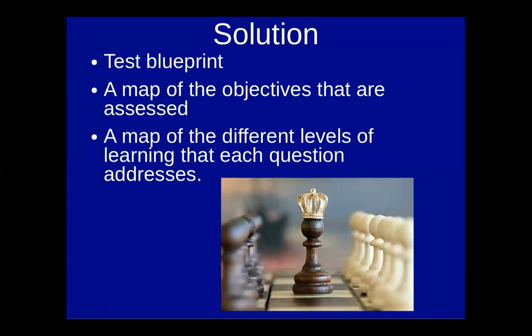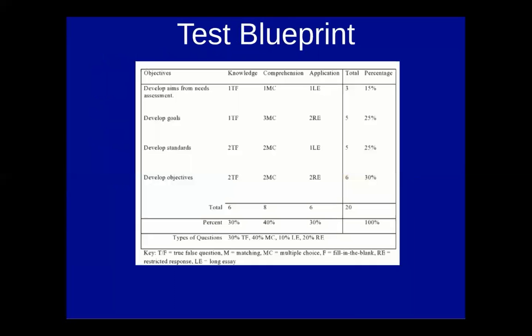Also, for our third bullet here, the test blueprint provides a map of the different levels of learning that each question addresses. So this blueprint provides you with a lot of information. You have an idea of the objectives you're trying to assess, as well as the different levels of Bloom's taxonomy at which you are trying to assess the objectives. Now, if this sounds somewhat abstract, don't worry. We have an example right here for you.